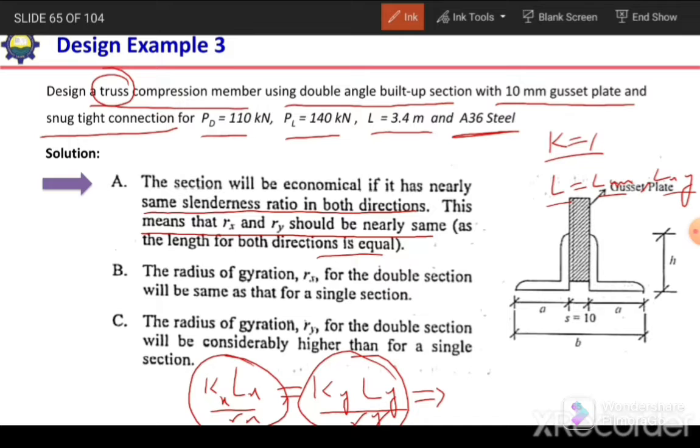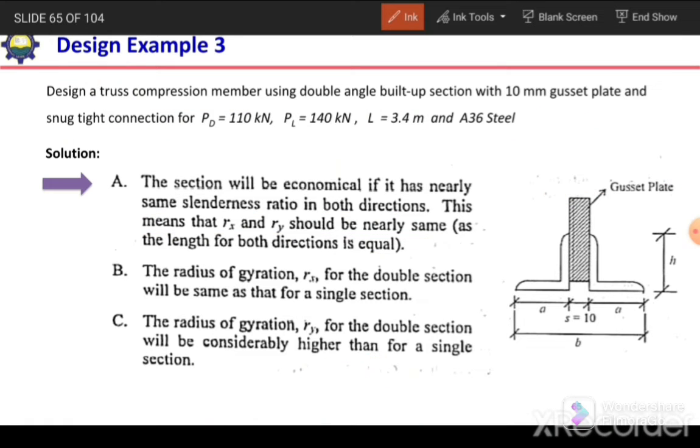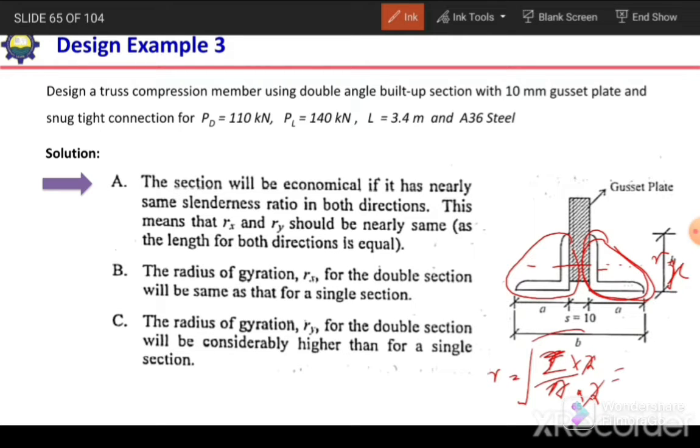The radius of gyration rx for the double section will be the same as that for a single section. If we talk about the radius of gyration of this built-up section, the radius of gyration about x-axis will remain the same as that of one section, because we know r is equal to the square root of I over A. In case of one section we have second moment of area equal to I, and when we have two sections it will be 2 times I, and similarly the area will also be 2 times. So 2 will cancel out and we are left only with the square root of I over A.